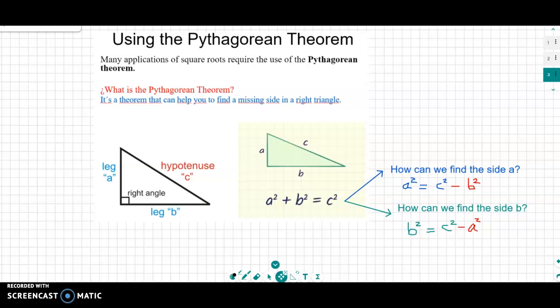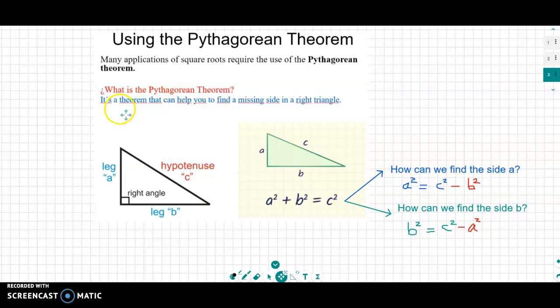It's about the Pythagorean theorem. Okay guys, so in last week's lesson we were talking about square roots, and why they are so useful for solving many different problems. Here we have a very important application that is called the Pythagorean theorem. Many applications of the square roots require the use of the Pythagorean theorem. But the question is, what is the Pythagorean theorem?